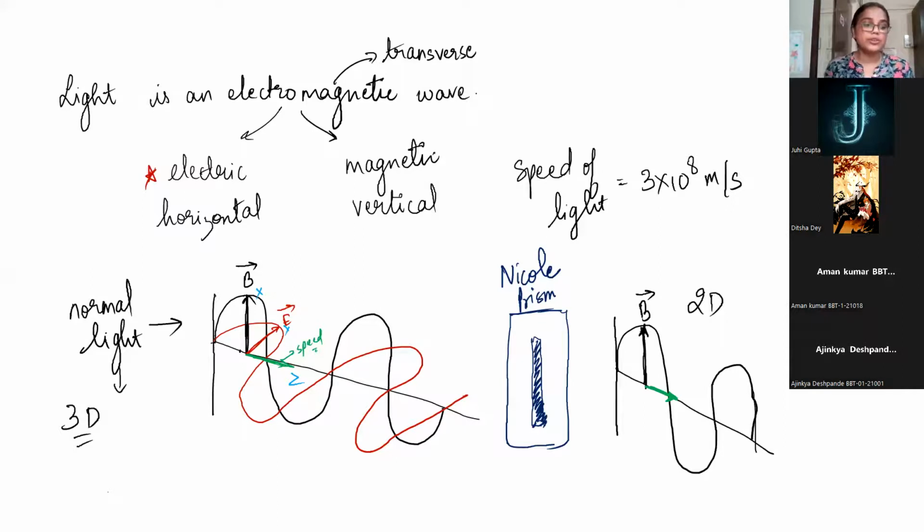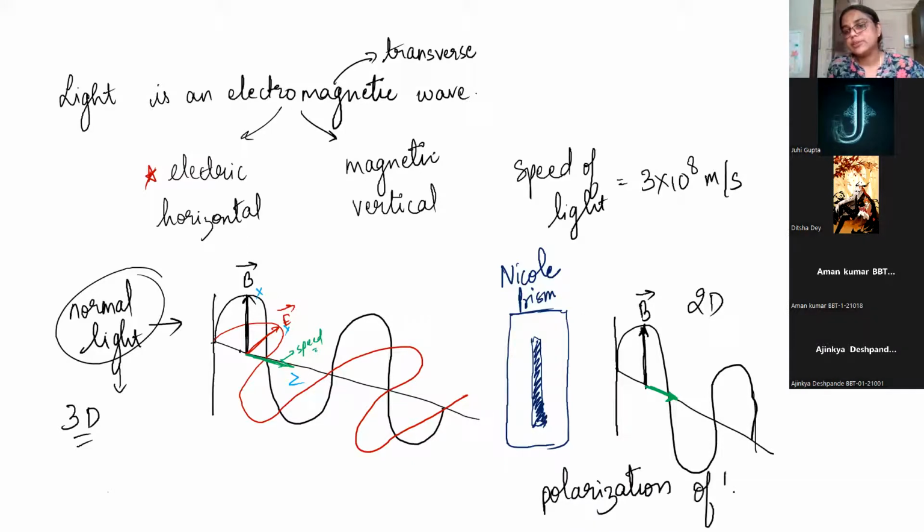So Polaroid is a substance. When light passes through Polaroid, normal light, which is a 3-dimensional component, becomes a 2-dimensional component. And this process particularly is called polarization of light. The phenomenon of converting 3D to 2D light is called polarization. The 2D light is the polarized light basically.